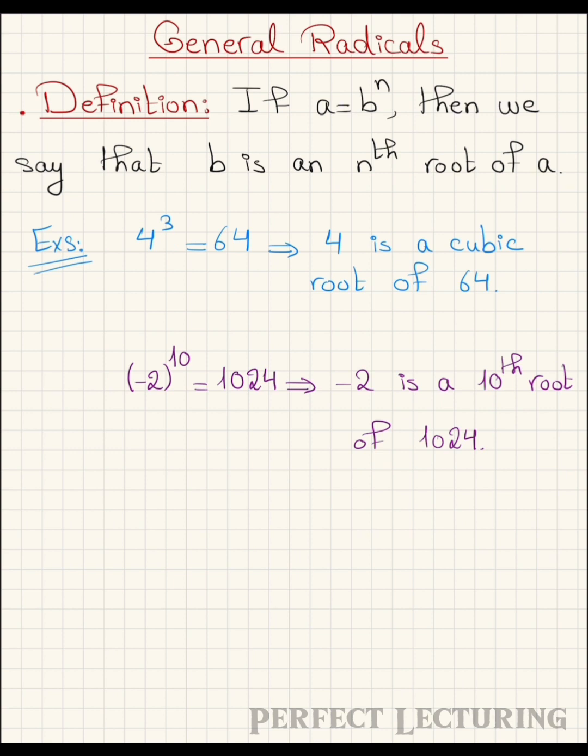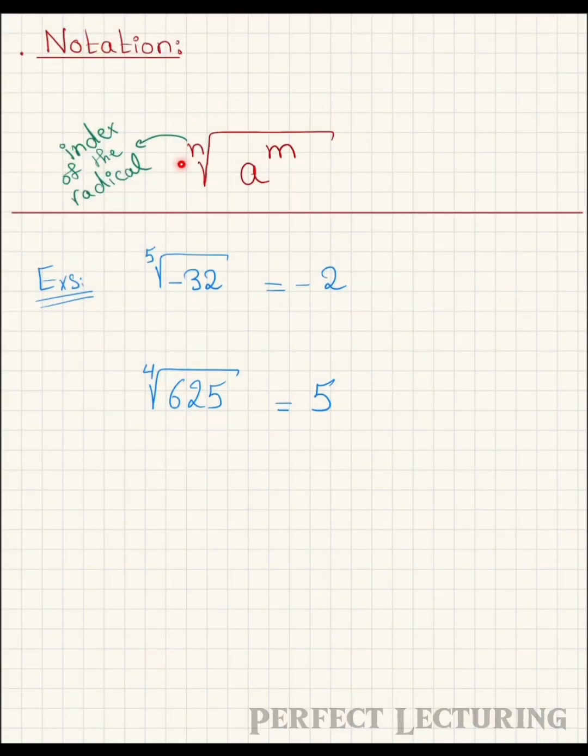Now let us move on to the general radicals. If there exists a number b, where a is equal to b to the power of n, we say that b is the nth root of a. So for example, we have 4 to the power of 3 is equal to 64, which means that 4 is a cubic root of 64. So that is the generalization of the concept of radicals.